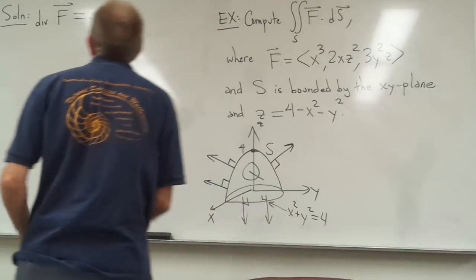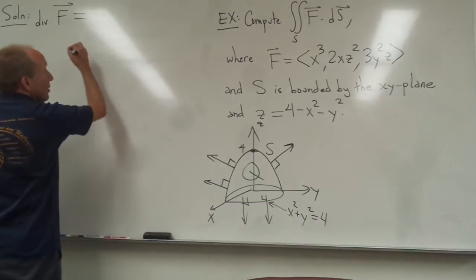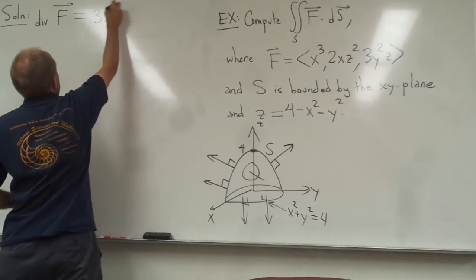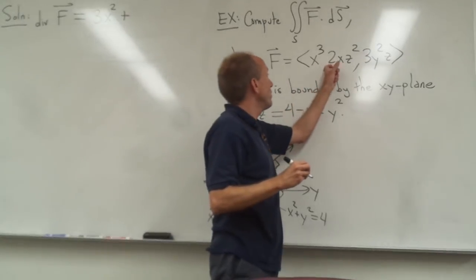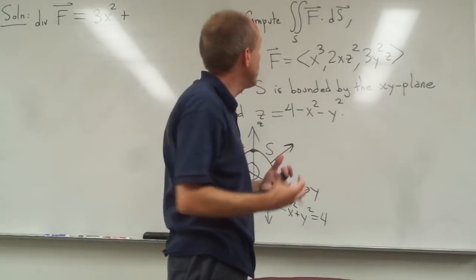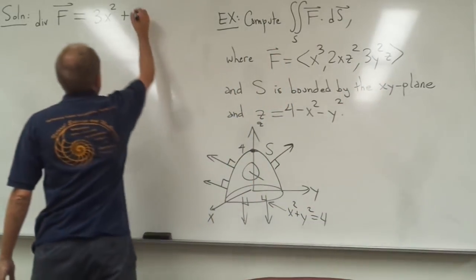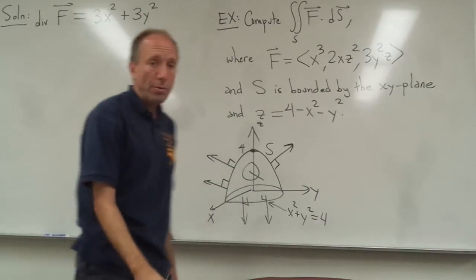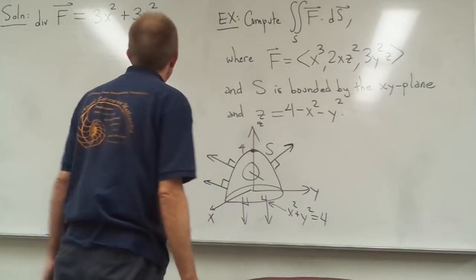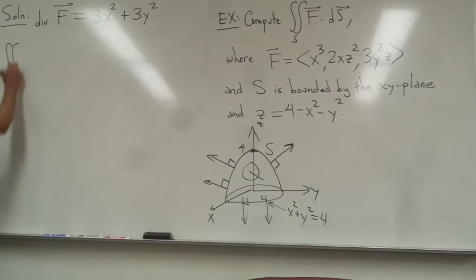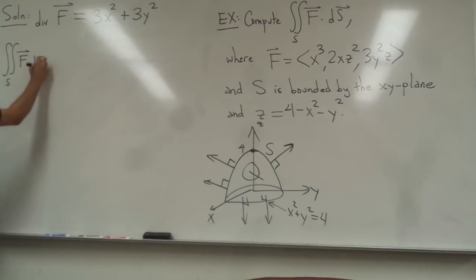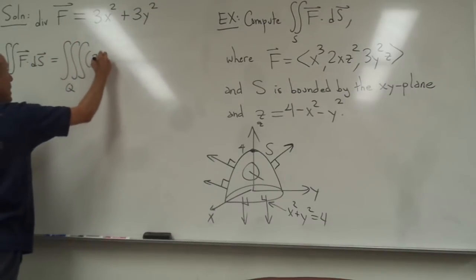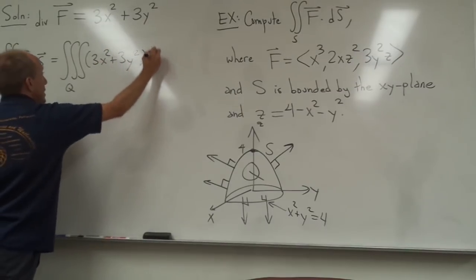That's the trick, okay? So the divergence of this vector field is going to be the partial derivative of x cubed with respect to x, which is 3x squared, and then the partial derivative of 2xz squared with respect to y, which is 0, and then the partial derivative of 3y squared z with respect to z, and that's just 3y squared. So there's the divergence, okay? So my flux integral here, double integral of F dot dS, is going to be the triple integral over Q of 3x squared plus 3y squared dV.